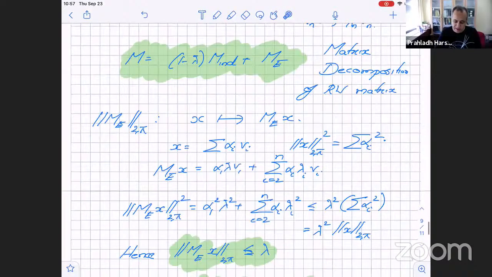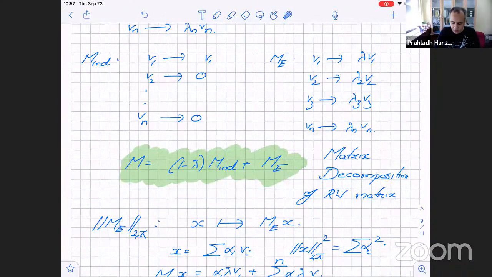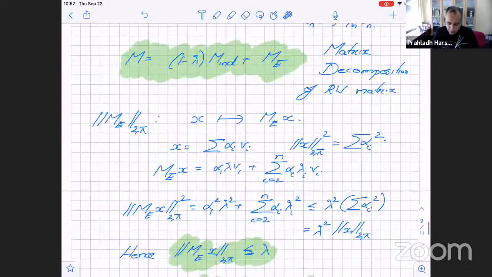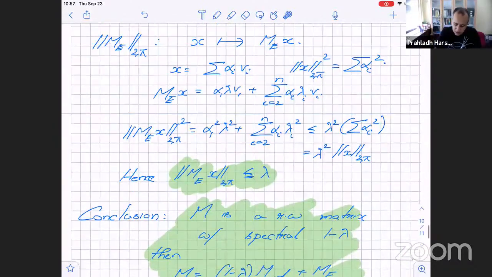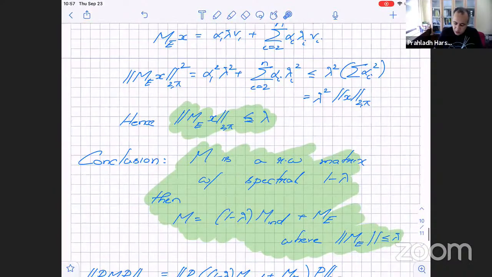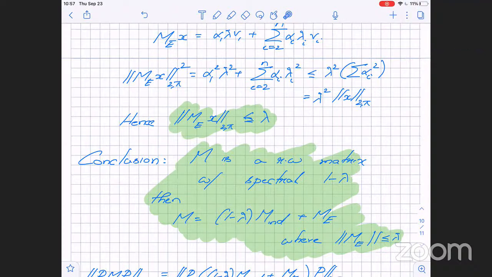So M_E is just set up so that M looks like M independent 1 minus lambda of the time, plus some error term. Then I ask what the norm of that error term is, and I calculated it out here. Therefore, if M is any random walk matrix with spectral gap 1 minus lambda, then M can be decomposed as: it looks exactly like the independent matrix 1 minus lambda fraction of the time, plus an error term, and the norm of that error term is at most lambda. Okay, thanks.